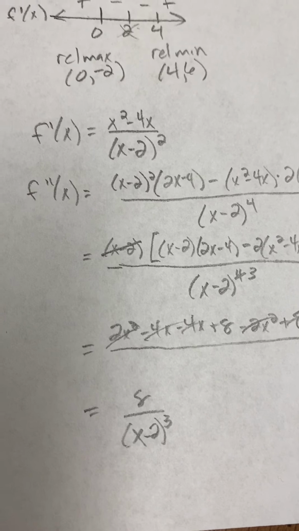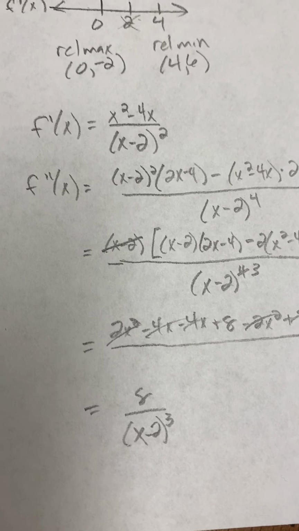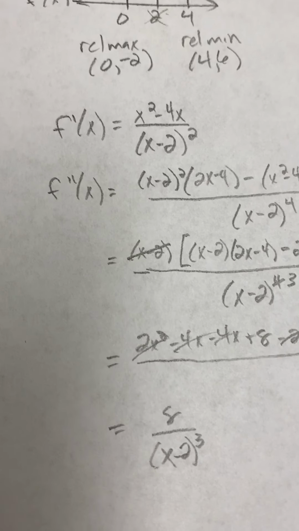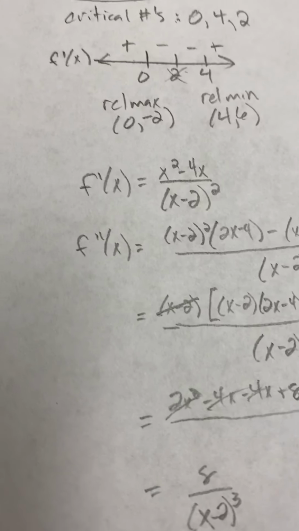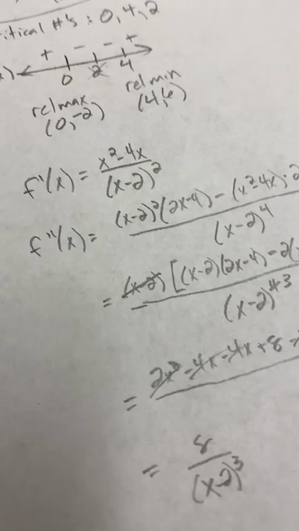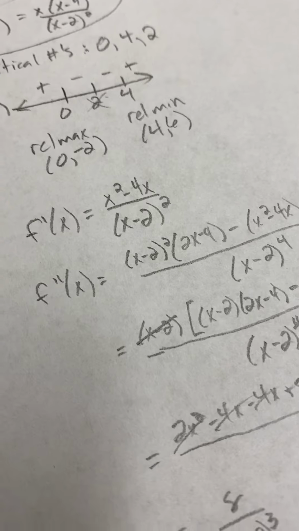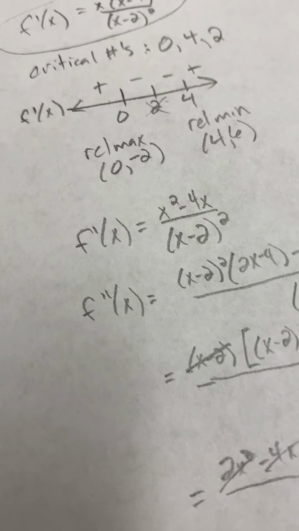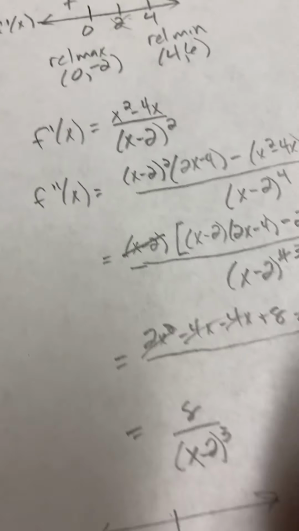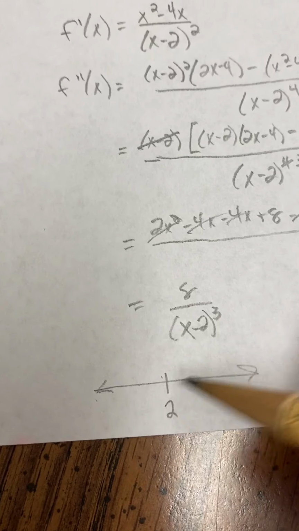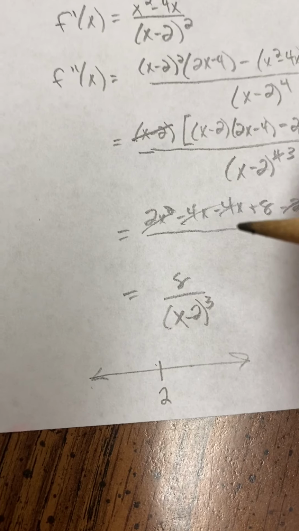Okay, when we set that equal to 0, the only thing we have is 2. Our only possible inflection point is 2. That's the only place that the second derivative actually is undefined. Now, remember, that's an asymptote, but we still need to put it on that number line. And then we're going to plug points in and see what happens.